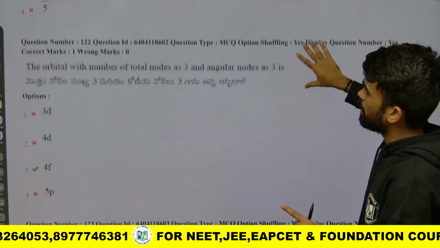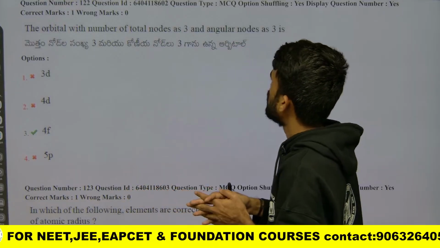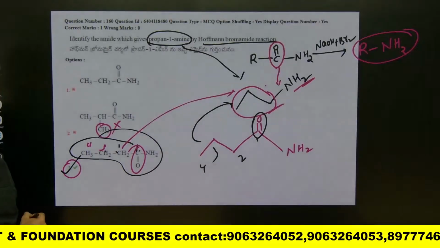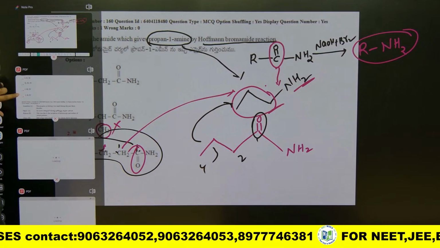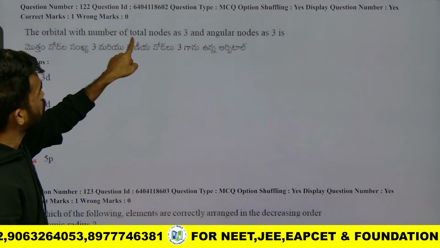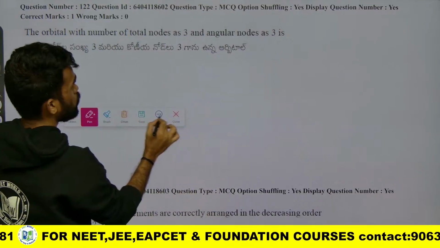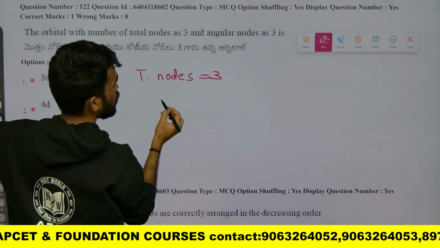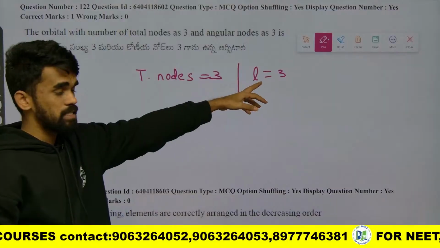Let us move forward. Next question: there is an orbital with the total number of nodes as 3 and angular nodes as 3. Both are 3 only. Angular nodes are indicated with the symbol L, which equals the angular momentum quantum number, so L equals 3 they are saying.